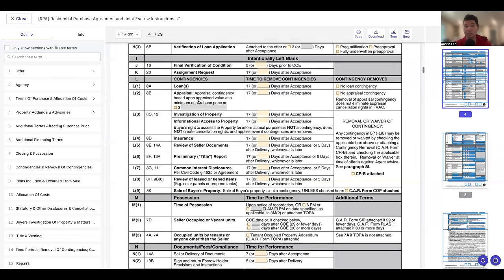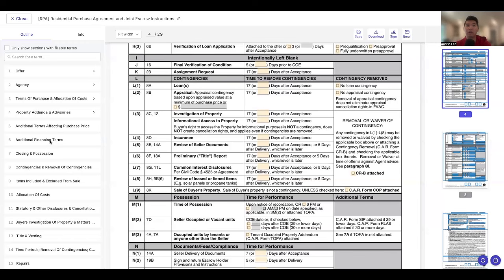Second is appraisal contingency. Let's say you write an offer for $1 million, but the appraiser comes and this property is only worth, let's say, $950,000. If you don't have an appraisal contingency, then you're going to be on the hook for the extra $50,000, because the lender's only going to give you a loan for $950,000, what it appraised for. So this is also one thing to protect yourself from being on the hook for the extra $50,000.